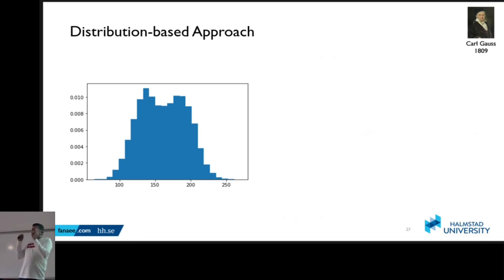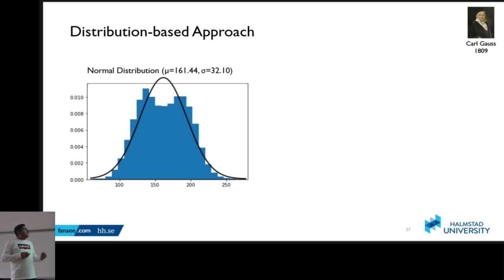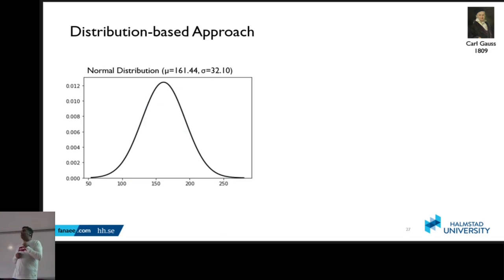But now let's look at this data. It looks like a normal distribution, right? Let's fit a normal distribution to this data. And it fits well, right? So look at the mean. Mean is 161 and the standard deviation is 32. So what can we do with this? It means that we can forget about the original data. Now, for explaining the whole data, I need two parameters, mu and sigma, the two parameters of the normal distribution. I can explain anything with that.